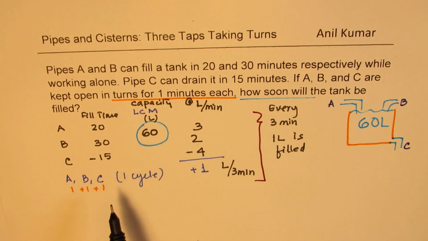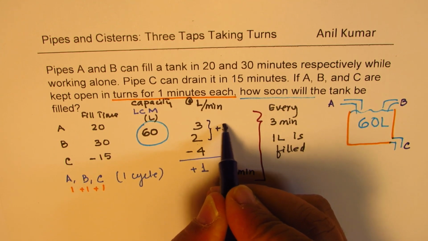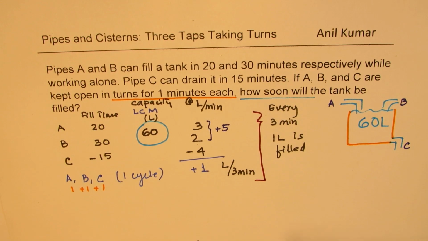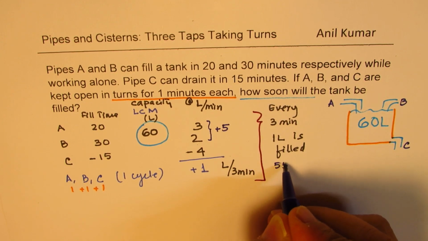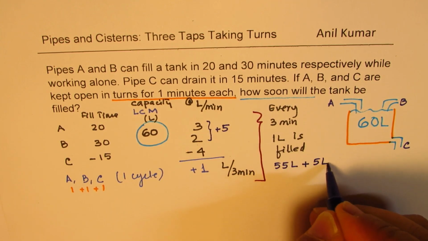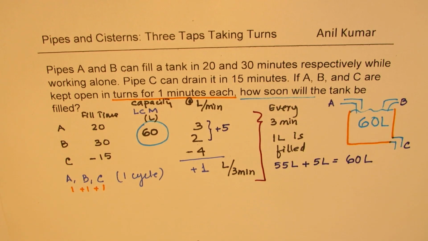That could be 180. Well, not really. What we should do here is that we know that we are adding these 5 liters. Is that okay? So we can think about 55 liters and then 5 liters. So think about 55 liters plus 5 liters. And that gives you 60 liters. Does it make sense to you? Correct.